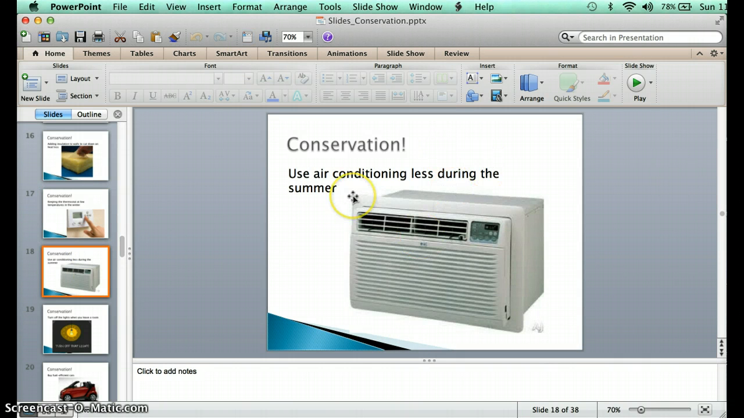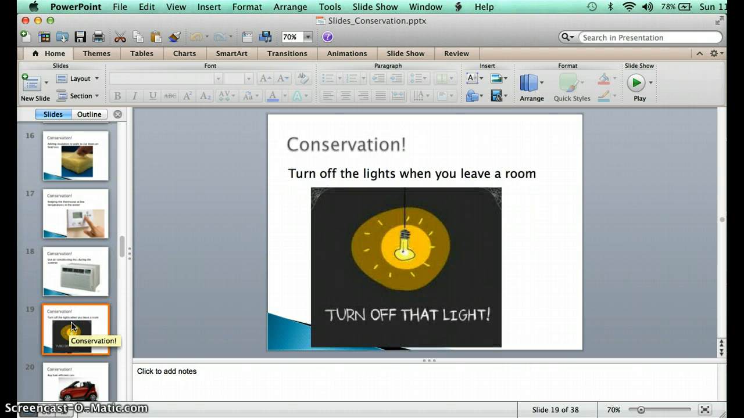So like I said, using air conditioning less during the summer is another idea and another thing that people do to conserve, to save energy. Okay. Simple things like turning off the lights when you leave a room. A lot of people maybe have heard of that growing up, like turn the lights off when you're not in the room, because you're wasting electricity when you're just leaving the lights on and you're not actually using them.